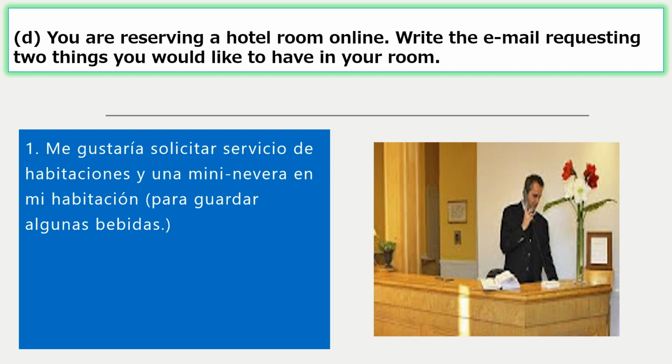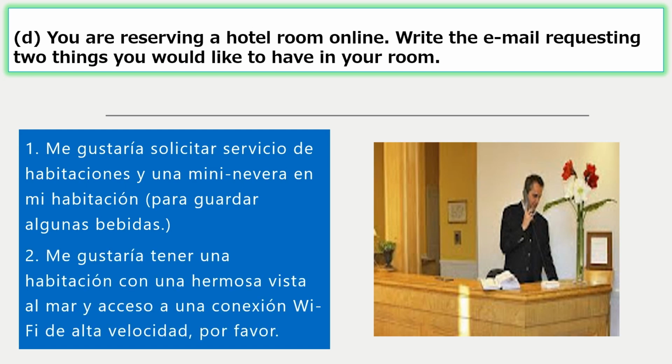The second response could be: Me gustaría tener una habitación con una hermosa vista al mar y acceso a una conexión Wi-Fi de alta velocidad, por favor. I would like to have a room with a beautiful ocean view and access to high-speed Wi-Fi, please. Okay, vamos a continuar.